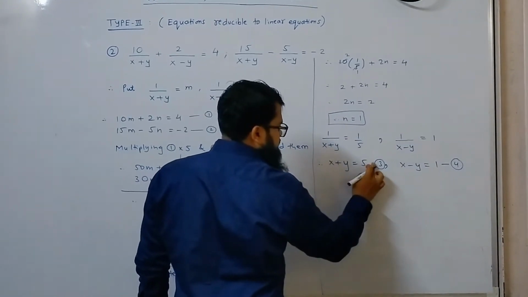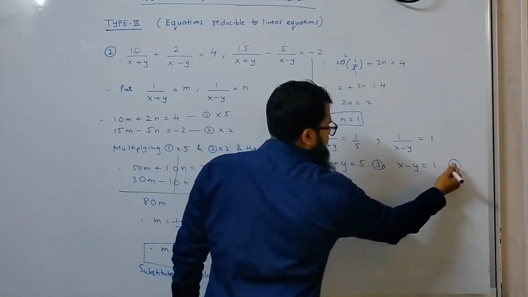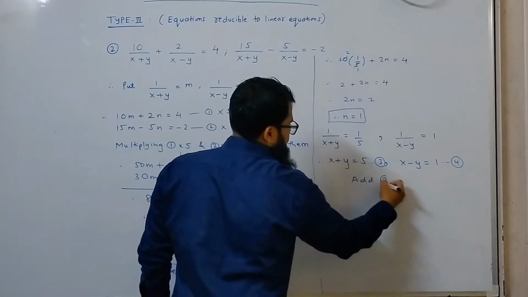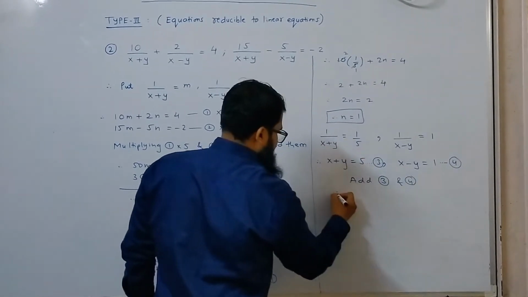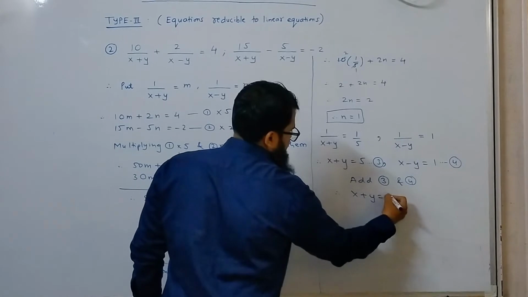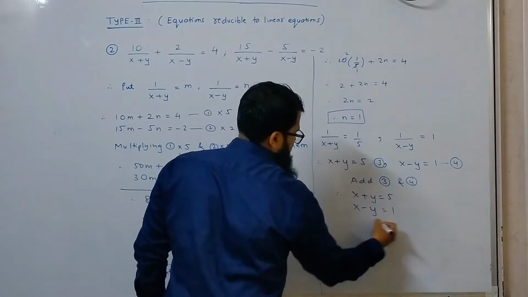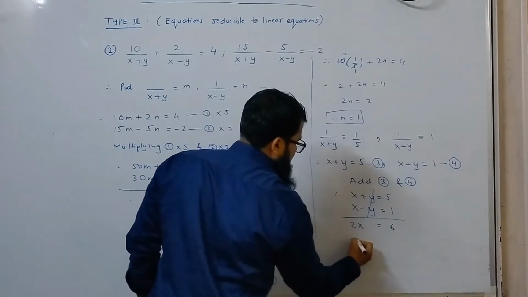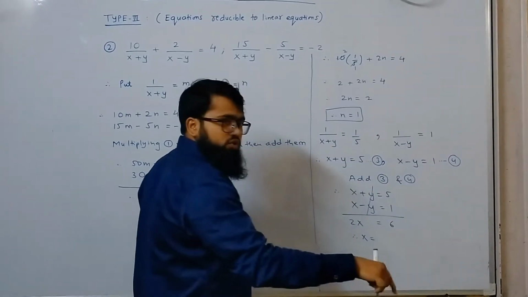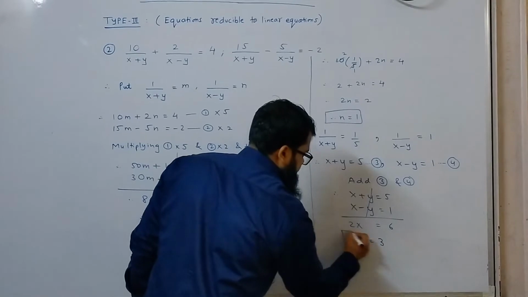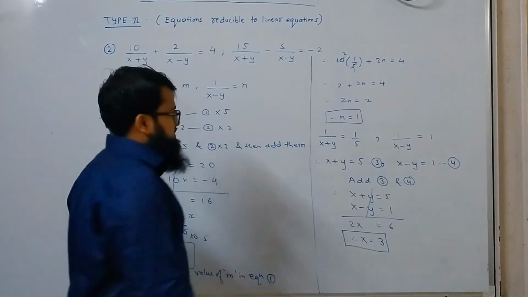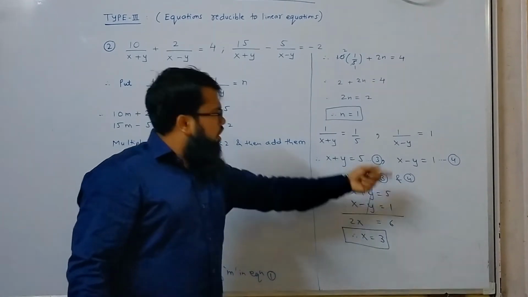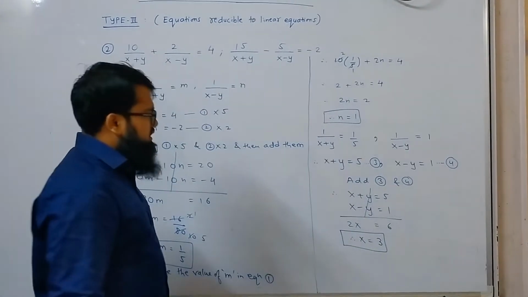Now you add these two equations. Add 3 and 4. Therefore, you will get x plus y equals 5, x minus y equals 1. Adding, this gets cancelled out. 2x is equal to 6. Therefore, x becomes 6 by 2, which is 3. We got x. Substitute x is equal to 3 in the third equation or fourth equation, to get the value of y.